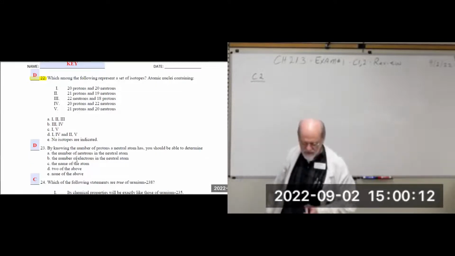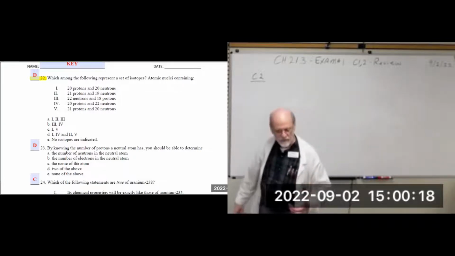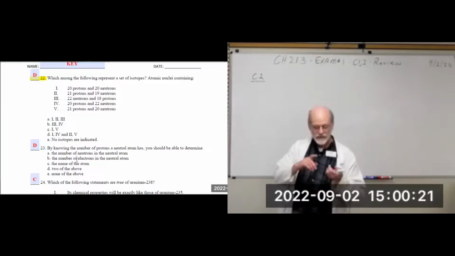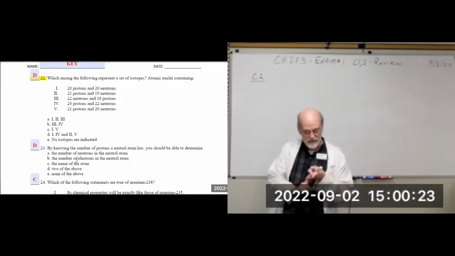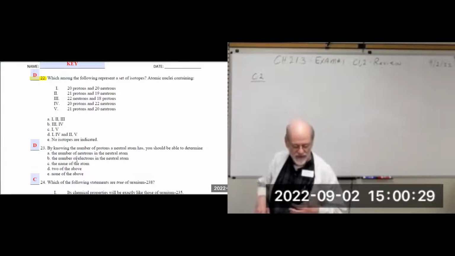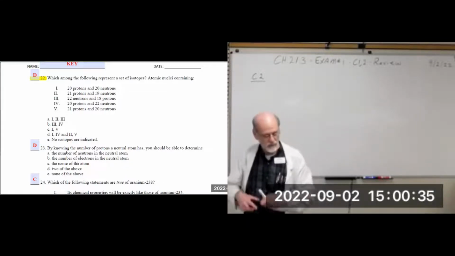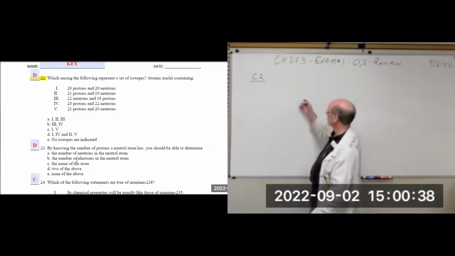Which among the following represent a set of isotopes? What do we need for isotopes? We need the same number of protons and different numbers of neutrons. So which ones of these, Roman numeral 1 through 5, match that? The first one is 20 protons. We got any more with 20? Yeah, Roman numeral 1 and Roman numeral 4.